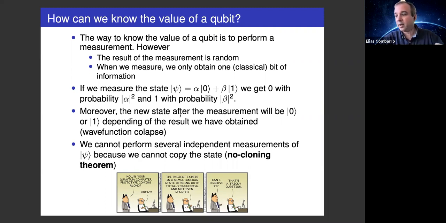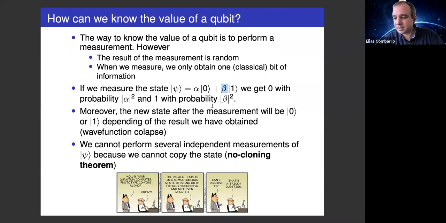In fact, the probability with which you obtain either 0 or 1 depends on the coefficients alpha and beta that form this combination, which is the state of the qubit. You will obtain 0 with probability exactly the absolute value squared of alpha, and 1 with probability the absolute value squared of beta. This is why we need these two quantities to add up to 1: because they are probabilities, and you either measure 0 or 1.